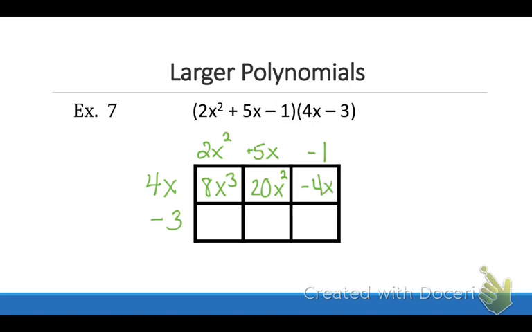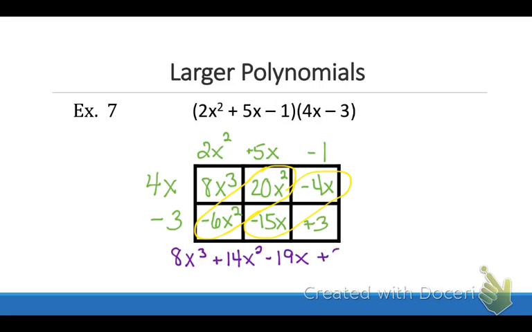Now I do negative 3 times all 3 of those terms, so that's going to be negative 6x squared minus 15x plus 3. And again, what happens typically is on the diagonals, I have like terms that can be combined. So that's going to give me a final answer of 8x cubed plus 14x squared minus 19x plus 3. 6 multiplications combined to just 4 terms, leading coefficient 8, degree is 3.